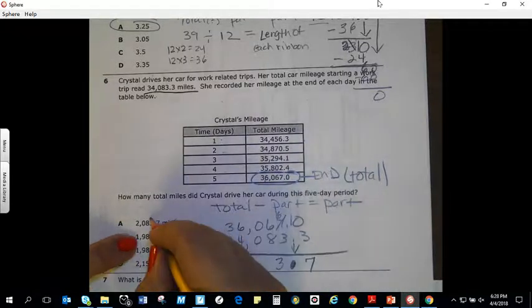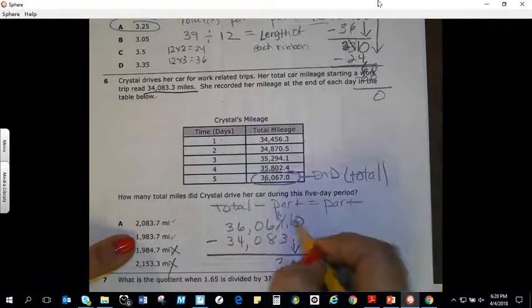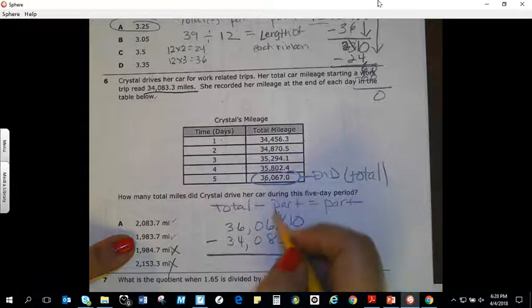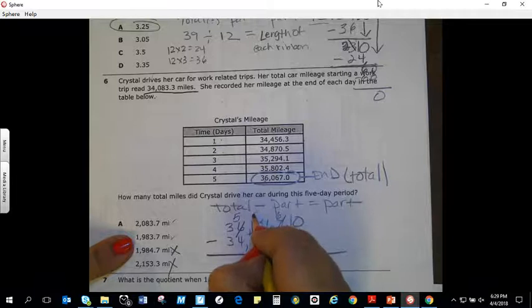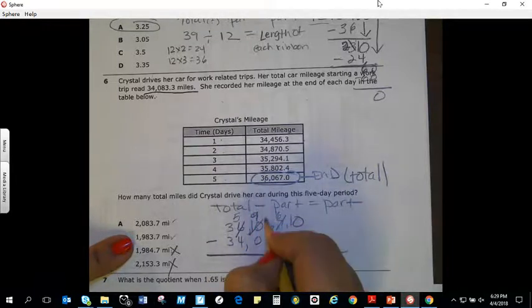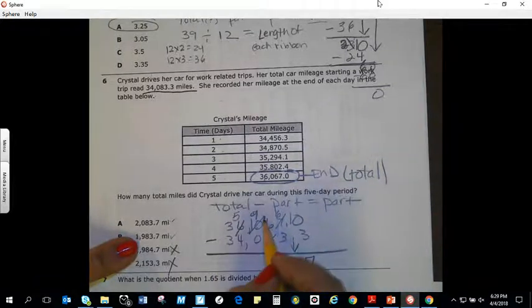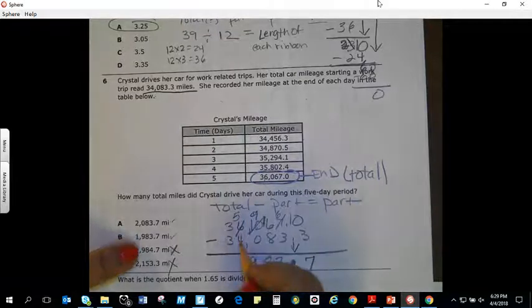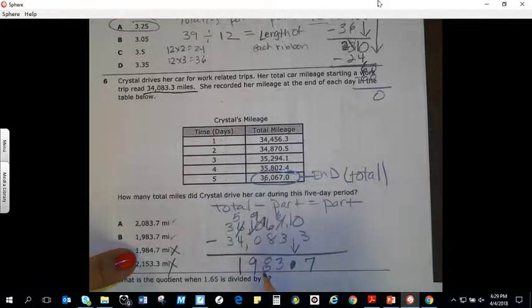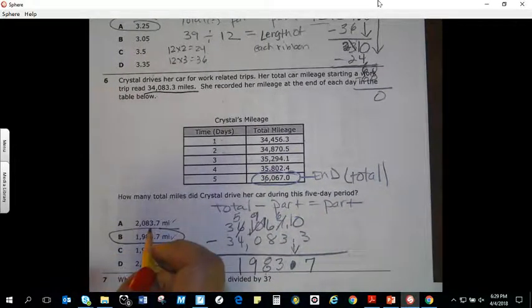Okay, so I have 2 possibilities here. Cross that out. Can't take 8 out of 6. So I need to regroup. Can't do 0. So I'm going to go over to my 6, make that a 5, bring that into a 10, regroup it again to a 9, and then make this into a 16, and so 16 minus 8 equals 8. Okay. 9 minus 0 equals 9. 5 minus 4 equals 1. And so my answer is 1,983.7.